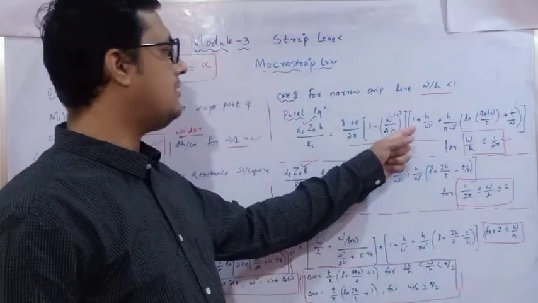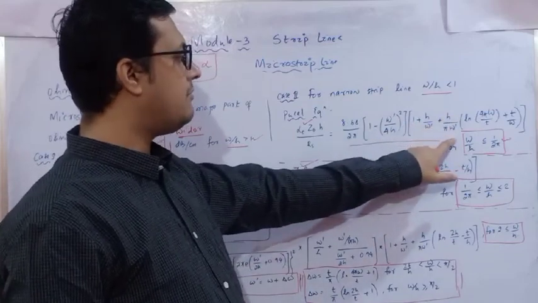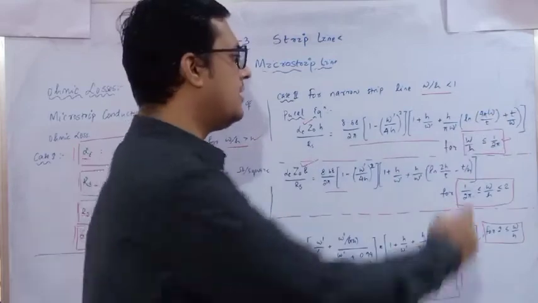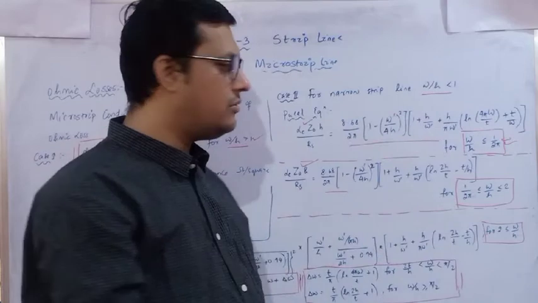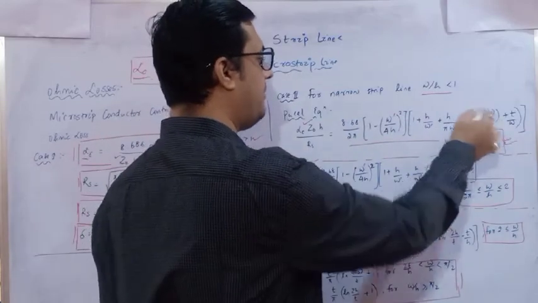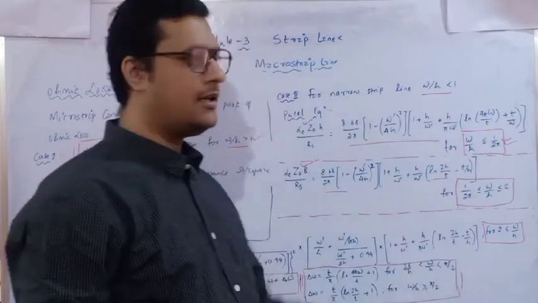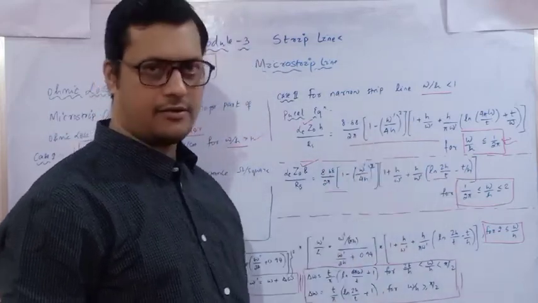So here we are considering 1 plus H by W dash plus H by pi W dash ln of 4 pi W by T plus T by W. For this condition, if it lies between 1 by 2 pi and 2, this component reduces to ln of 2H by T minus T by H, and the rest of the thing remains as it is. You can see here.